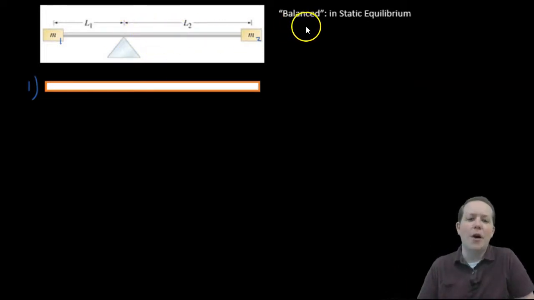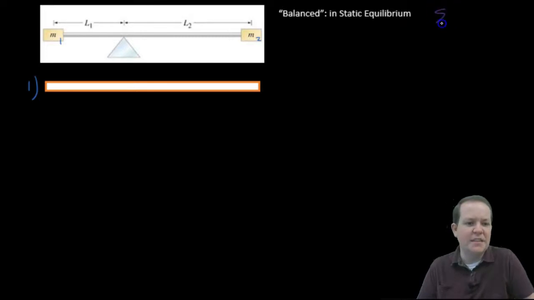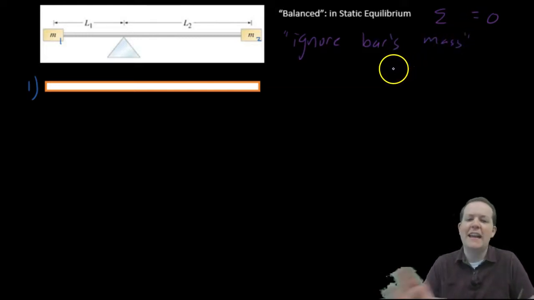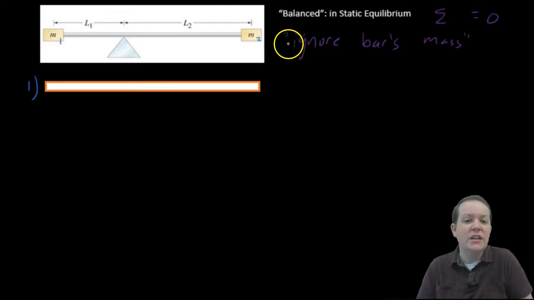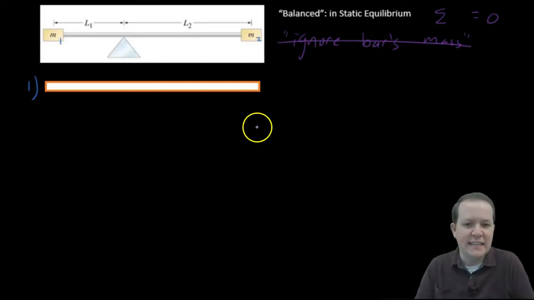You also might hear in problems that the bar is balanced or that the bar is in static equilibrium. That, of course, just means that we can set up the sum of things equal to 0. Also, sometimes you might see the phrase ignore the bar's mass or the plank's mass. That just means what it sounds like. We'll say that it has no mass. I'm not actually going to do that in this example, but that's pretty common. It makes your algebra life a little easier, okay? We won't do it here, but you might see that, okay?